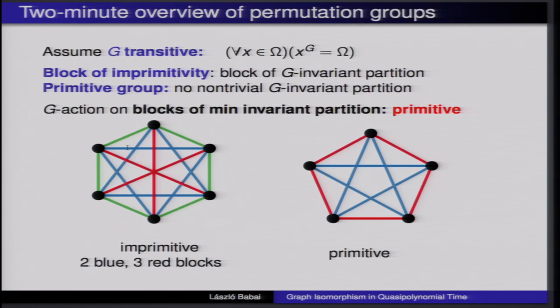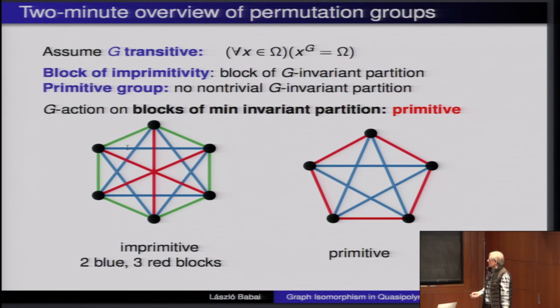Now, suppose that we have a transitive group, then there is further structure that we want to look into. A block of imprimitivity is a block of a G invariant partition. So now I'm talking not about G invariant subsets, which have to be preserved, but G invariant partitions, where the partition is preserved, the blocks themselves not. The blocks can be permuted. A primitive group is a group that has no non-trivial invariant partition. And if I look at the G action on the blocks of a minimal invariant partition, meaning the blocks are maximal, then that's a primitive group.